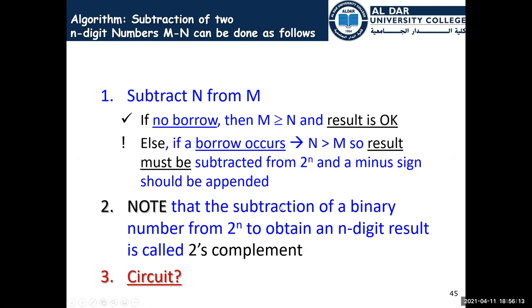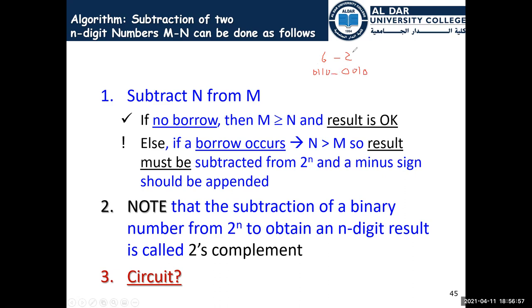Okay, let's take an example. I know I pass over the examples fast, but because they are very detailed, the details are not needed. Let's take 8 minus 4. Okay, let me take 6 minus 2, this is better. How do we subtract 6 minus 2? We represent 6 by 0, 1, 1, 0, and 2 is represented by 0, 0, 1, 0.